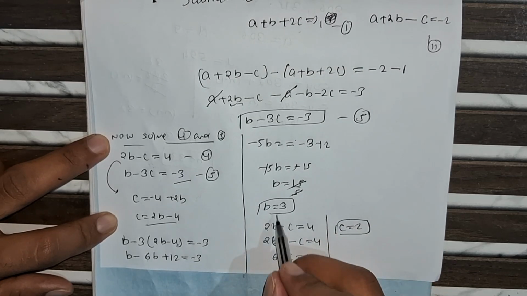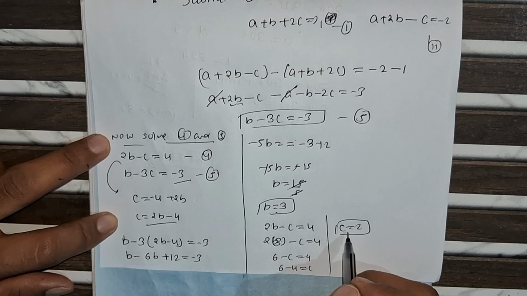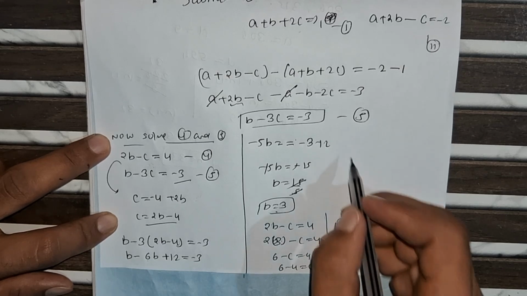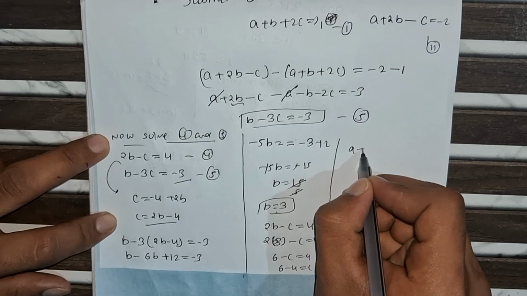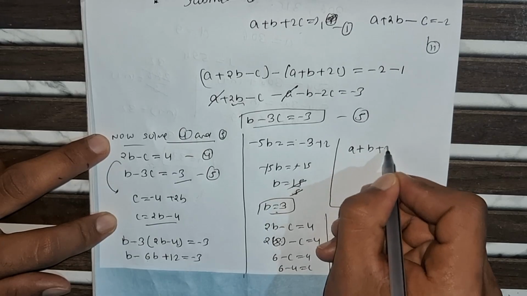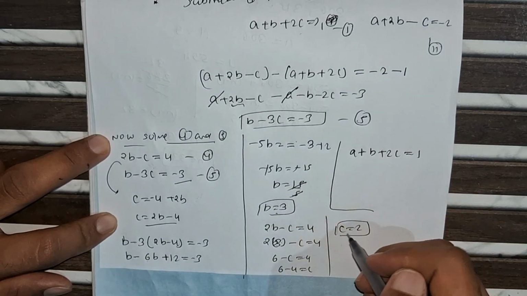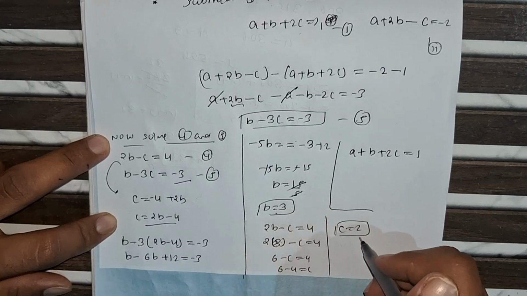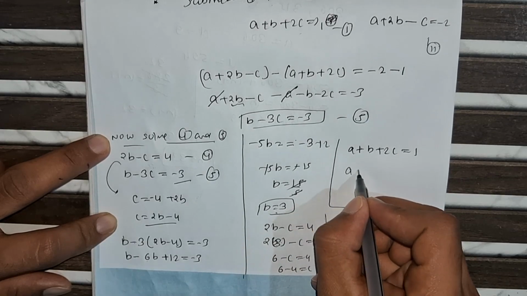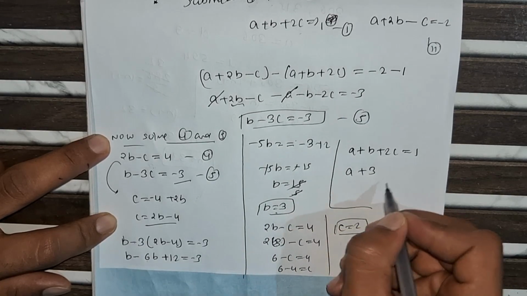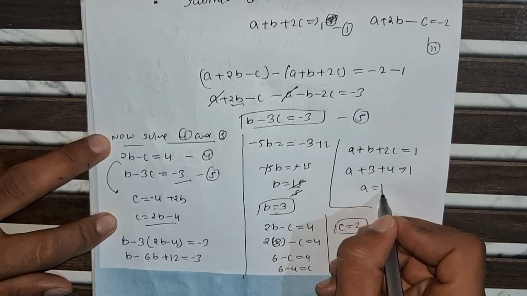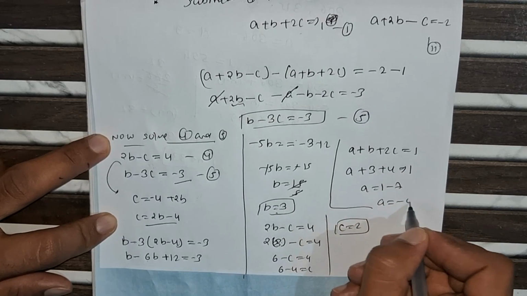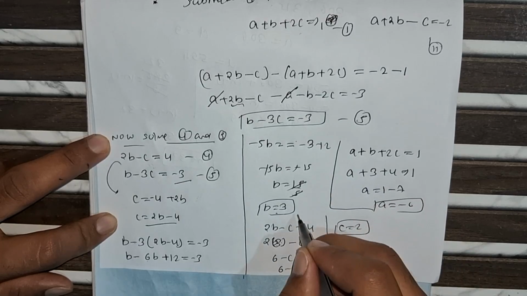Now put all the values of b and c in equation first to get the value of a. So what is our equation first? a plus b plus 2c equals 1. The value of b is 3 and the c value is 2. So a plus 3 plus 4 equals 1. So a equals 1 minus 7. So a equals minus 6. So this is the value of a, b and c.